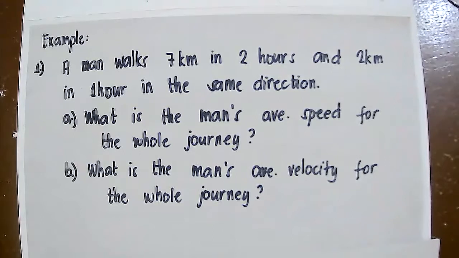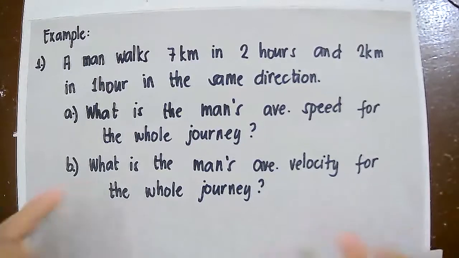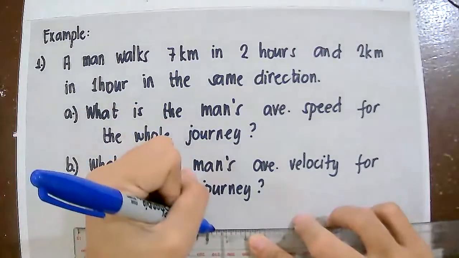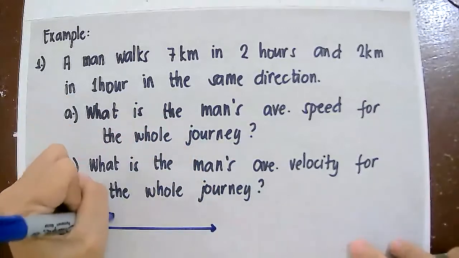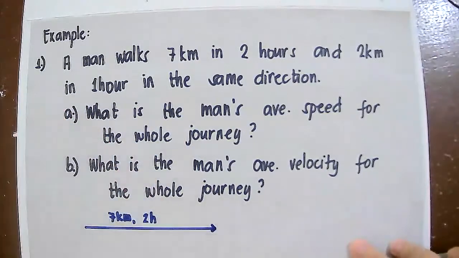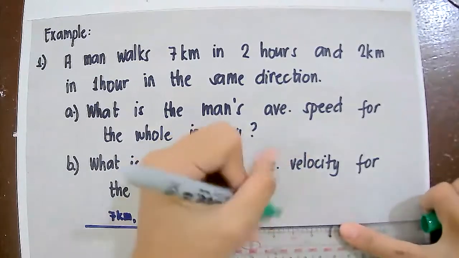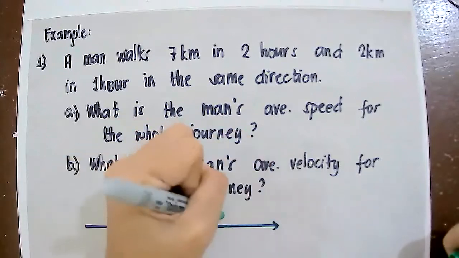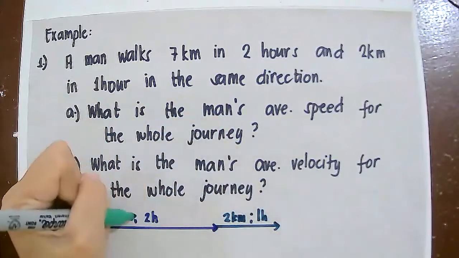Okay, so to start with, we will first draw the man's journey. Here I assume that the man is going to the east. Pwede kayo mag-assume ng kahit anong direction since walang naka-indicate sa problem. So here I just assume na nasa east siya. And then he went also 2 kilometers going to the same direction. So here, another vector, this is 2 km, and it took him 1 hour.